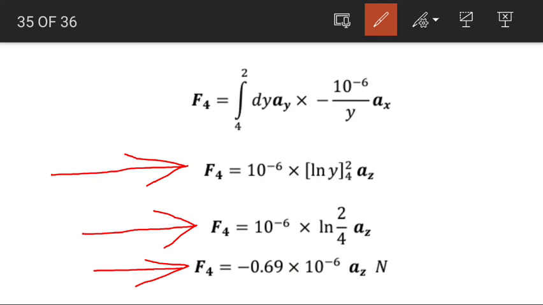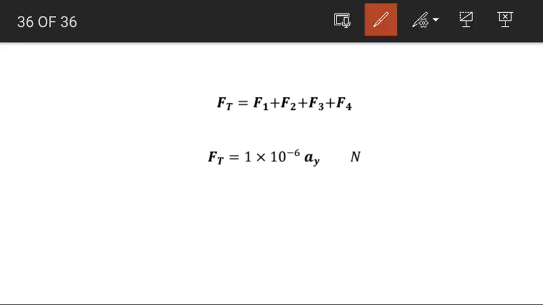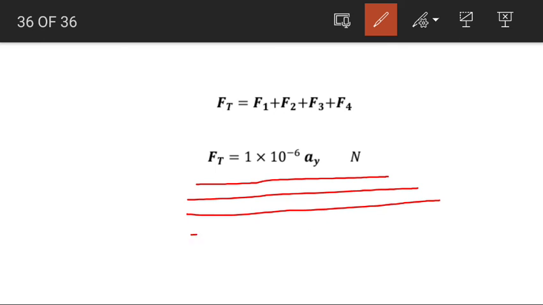We take the vector sum of all these forces. So the vector sum of all these forces will give you the total force on the loop. And the total force on the loop turns out to be 1 into 10 raised to power minus 6 ay Newton. So the total force on the loop is 1 micronewton.